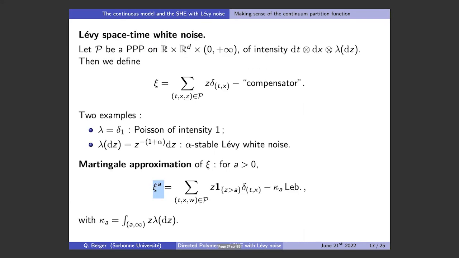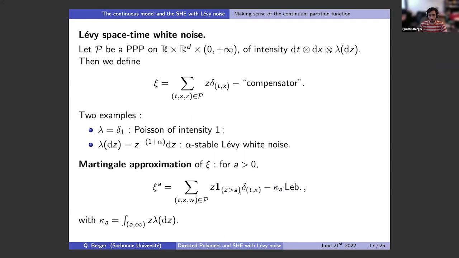And then when you let A go to 0, meaning that you include more and more of the small part of the noise, what you'll see is that this constant will go to infinity. So the idea is that you have some kind of dust or small noise in your Poisson point process, and the more you include this small dust, the more the centering has to explode to compensate for this small dust.